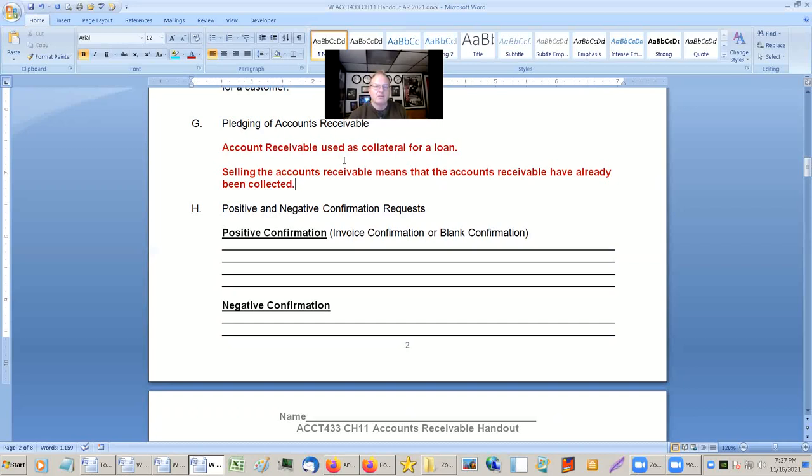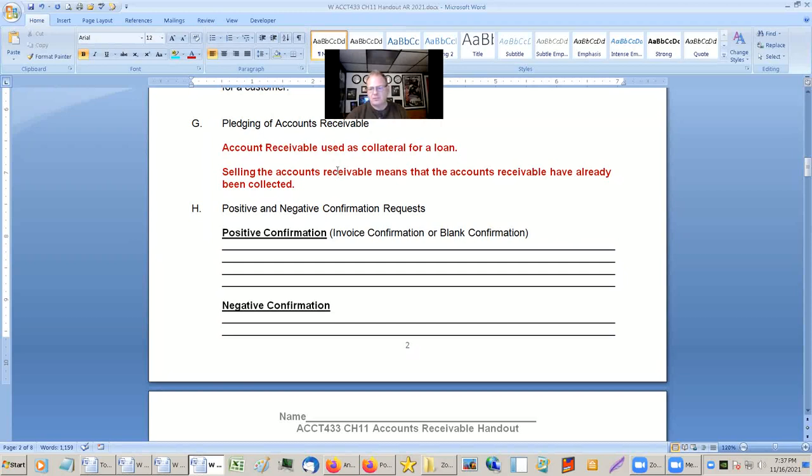They usually do it at a reduced rate. Banks aren't stupid. So if you have 10,000 in accounts receivable and you're going to collect 9,500, they're going to give you something below 9,500 to make money, as you'd expect. But anyway, they may be showing the cash that they receive and still have the accounts receivable on the books. So seeing if they're pledged as collateral is one thing, but also seeing if they are actually sold.